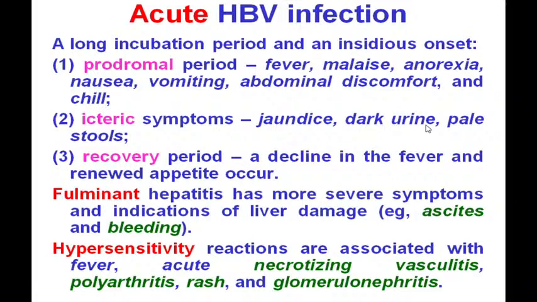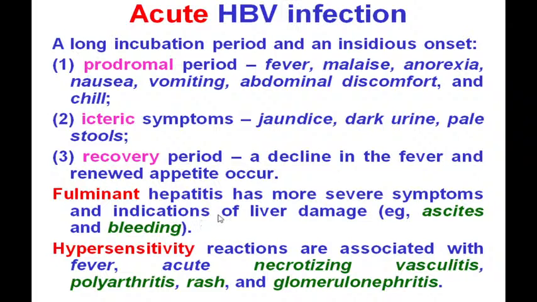Clinical findings. Usually the incubation period is very long, right? Then the prodromal period happens, where we may have fever, malaise, anorexia, nausea, vomiting, abdominal discomfort, and chills. Then the icteric symptoms occur in the acute disease with jaundice, dark urine, and pale stool. And then usually we have a recovery period, the decline in the fever and renewed hepatitis, but it may take a very long while.